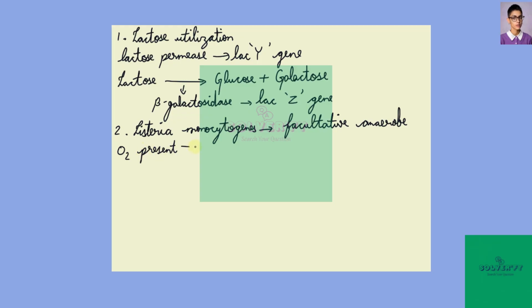This process occurs in mitochondria of the bacterial cell and involves the following steps: glycolysis, the citric acid cycle, and oxidative phosphorylation. The final products of this process are ATP, water, and carbon dioxide.